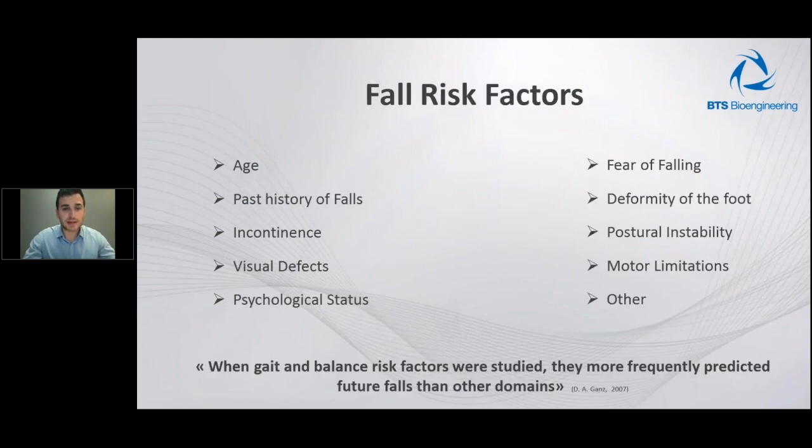In order to evaluate in the best way the fall risks, it's necessary to understand that falls are a complex phenomenon. The fall risk factors are several, such as age, a past history of falls, incontinence, visual defect, psychological status, fear of falling, deformity of foot, postural instability, and finally motor limitation. But in this context, the literature affirms that the gait and balance risk factors are the most studied and the factors which best predict the risk of fall. For this reason, usually the clinics evaluate the risk of fall.